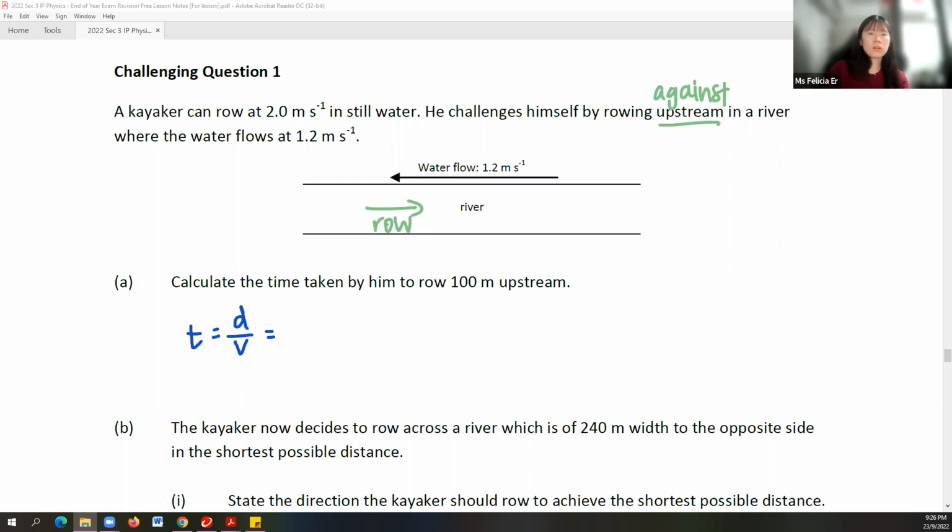Okay, so should be more or less done by now. So the answer will be this. 1.25. I hope you can get it right.